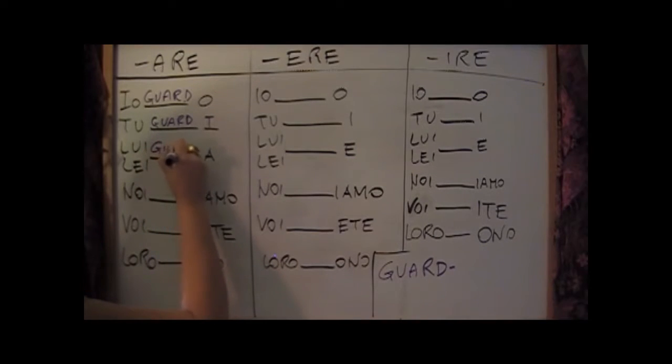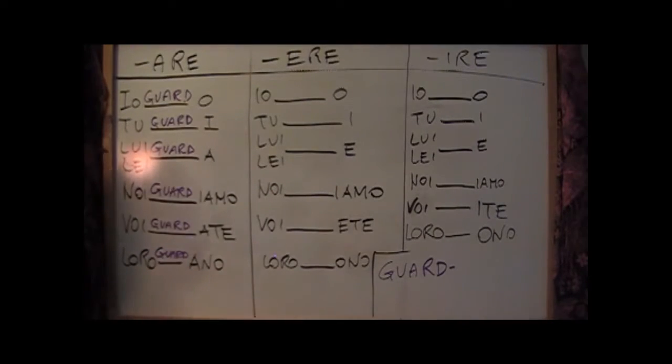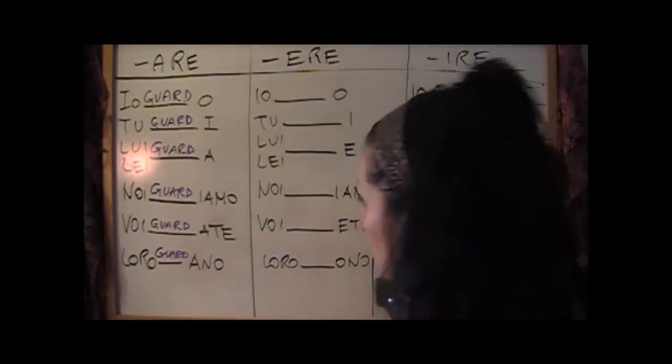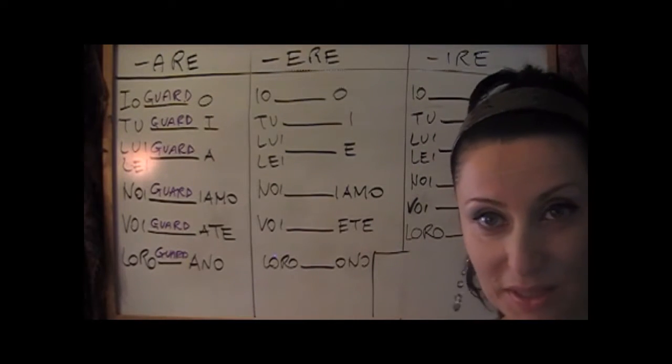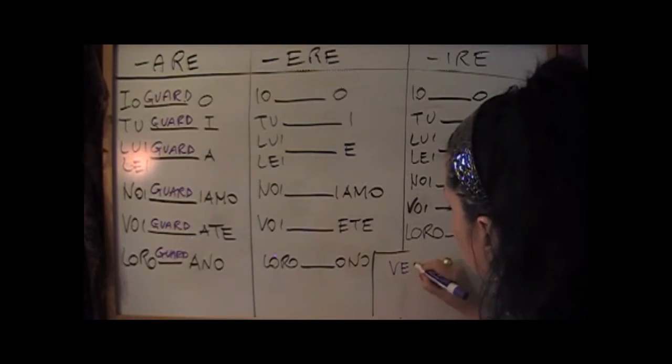Lui guarda. Noi guardiamo. Voi guardate. Loro guardano. Now, let's conjugate another one. Maybe you can stop the video, do it yourself, see if you understood. It's very simple, basically.